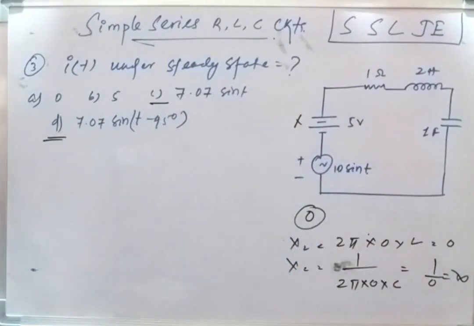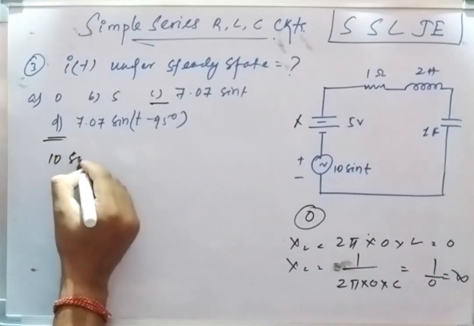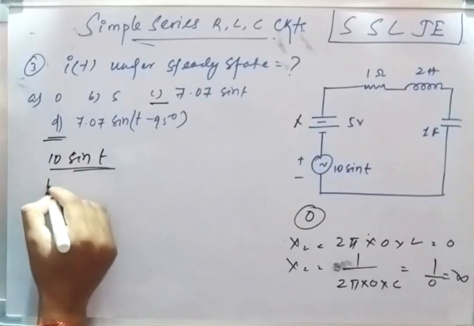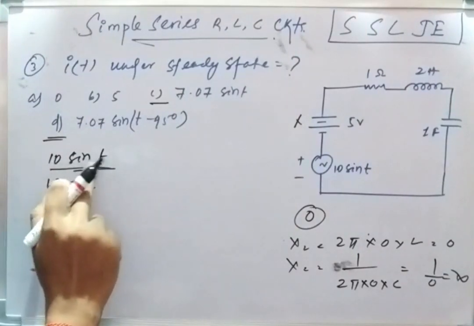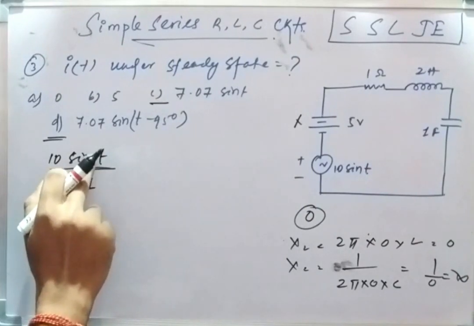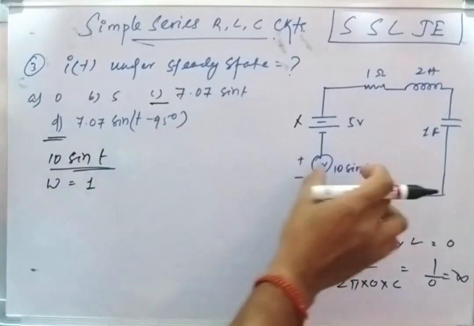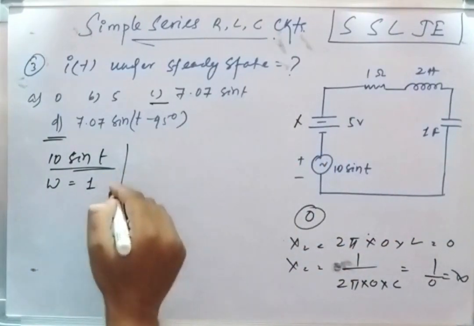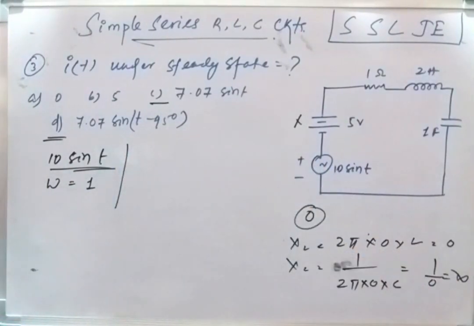Here in this AC source, it is in the form of sine t, and from here you can know omega equals 1, because it is in the sine omega t form, and in place of omega there is 1. So from this expression we got omega equals 1. Next, we have to find the phase. Okay, we will find out the phase.